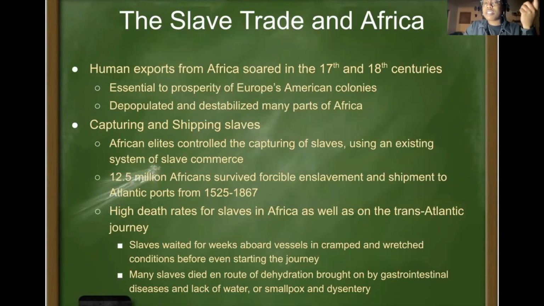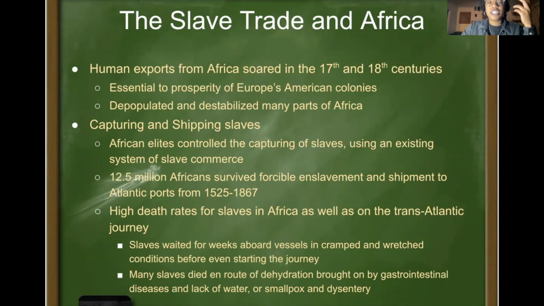So human exports from Africa soared between the 17th and 18th century. So the 1600s and 1700s, we're going to see a huge increase in the number of humans forcefully leaving Africa. They're going to be essential to the prosperity of Europeans' American colonies. If we didn't have this human labor moving from Africa into North America, Europe would not be as powerful or as rich as it is today. But with that, it's going to lead to depopulation and destabilization of many parts of Africa.